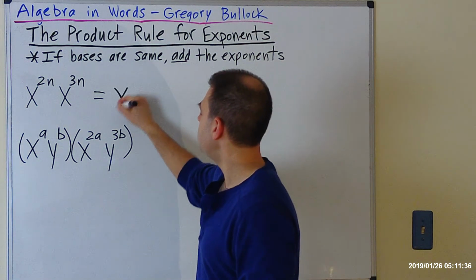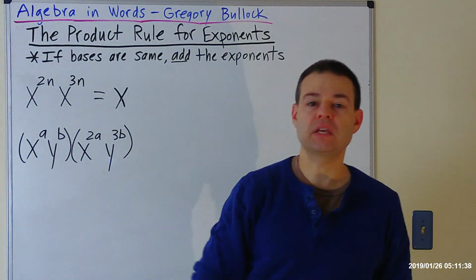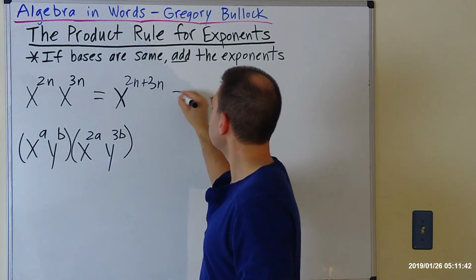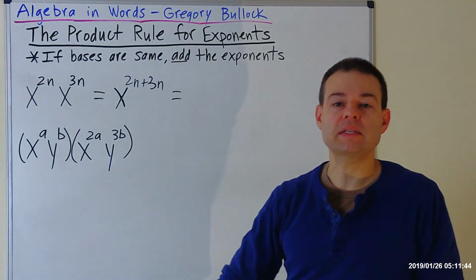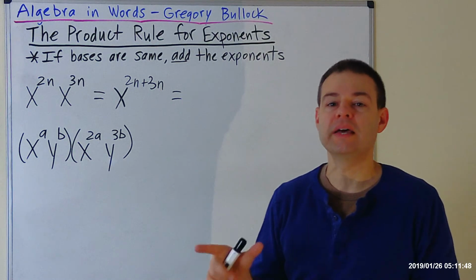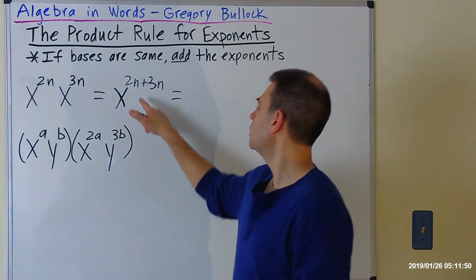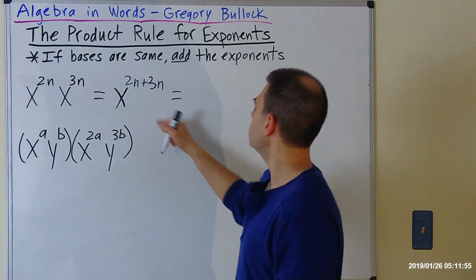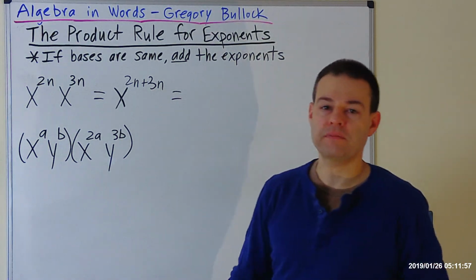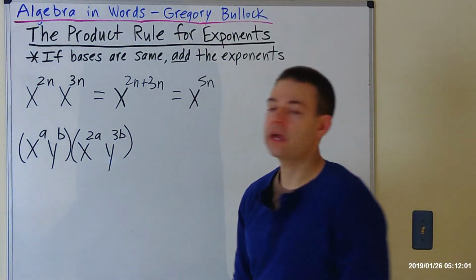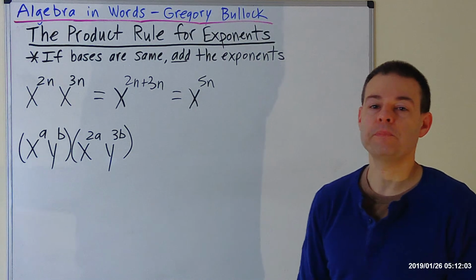So let's write common base x, and then let's write the intermediate step, 2n plus 3n. Now, we would be inclined to add them, but just to check, we want to make sure, are the exponents like terms? And they are like terms. They're both terms with n. So 2n plus 3n is 5n, and we're going to write x to the power of 5n. And that's it.